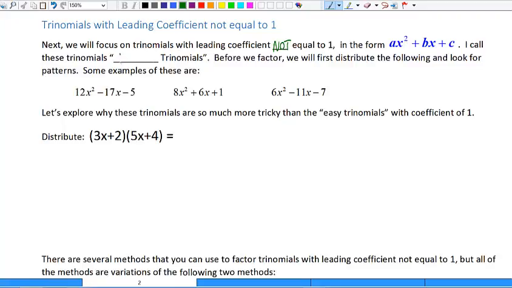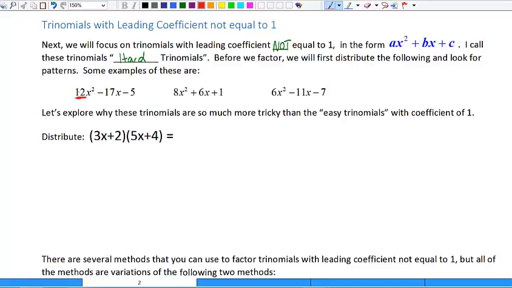I call these the hard trinomials. They're a little bit more tricky than the leading coefficient of 1, which are easier trinomials. So before we factor, again, the same that we did before, we're going to distribute and look for patterns. Some examples of the harder trinomials are where the leading coefficient is not 1.